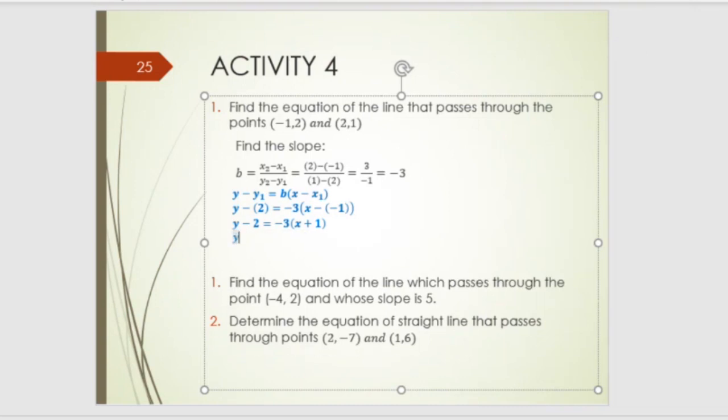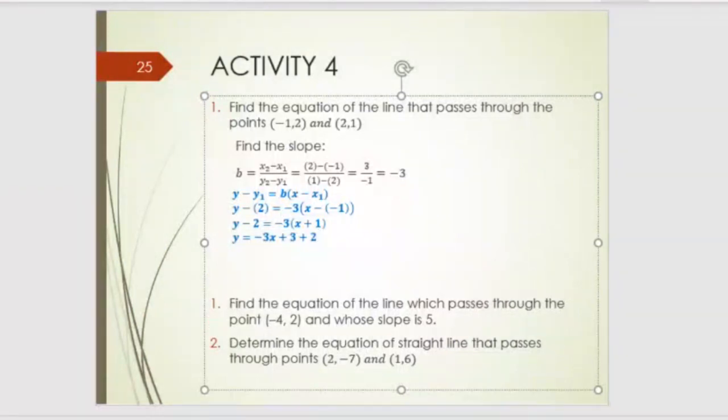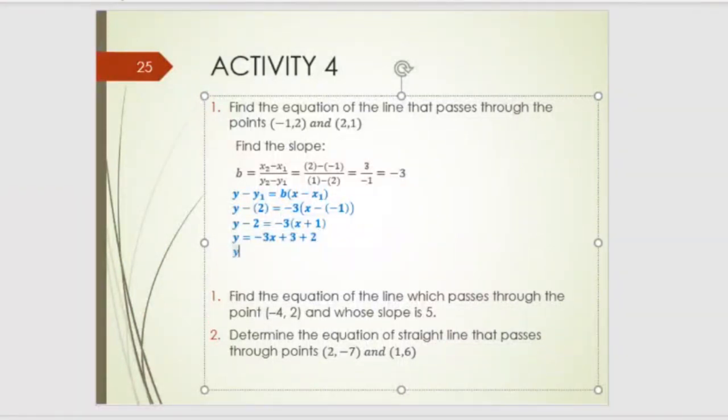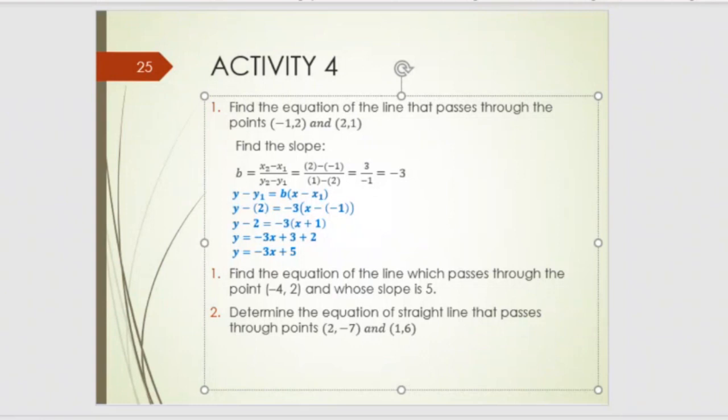So the next step here, I'm going to take these two to the other side. On the left we're going to remain with y equals, then I'm removing the brackets on the right. Negative 3 multiplied by x is going to be negative 3x, and negative 3 multiplied by positive 1 is going to be positive 3, and then plus 2, which is coming from the left. So the final equation that we're going to have here is y equals minus 3x plus 5. All right, so that's how you find the equation with those 2 points that you have.